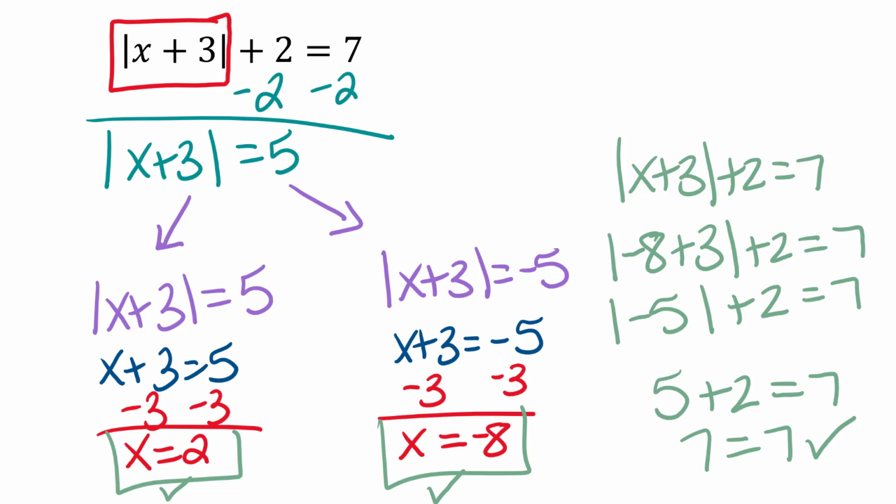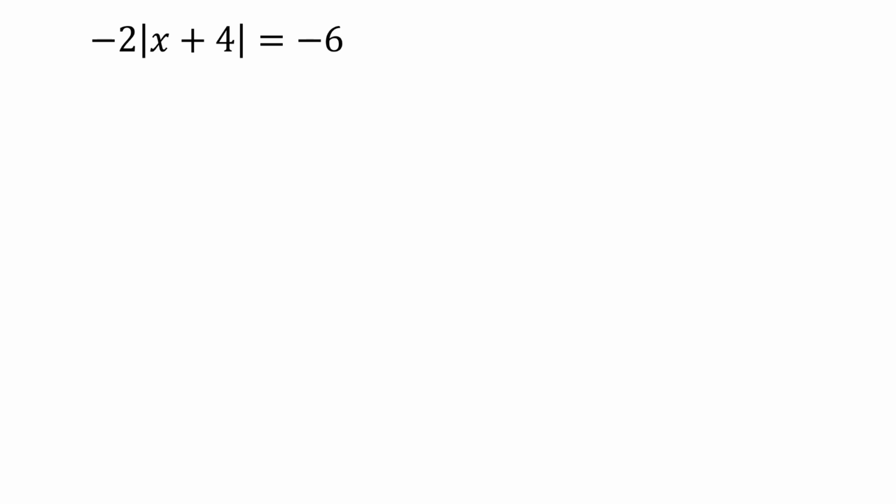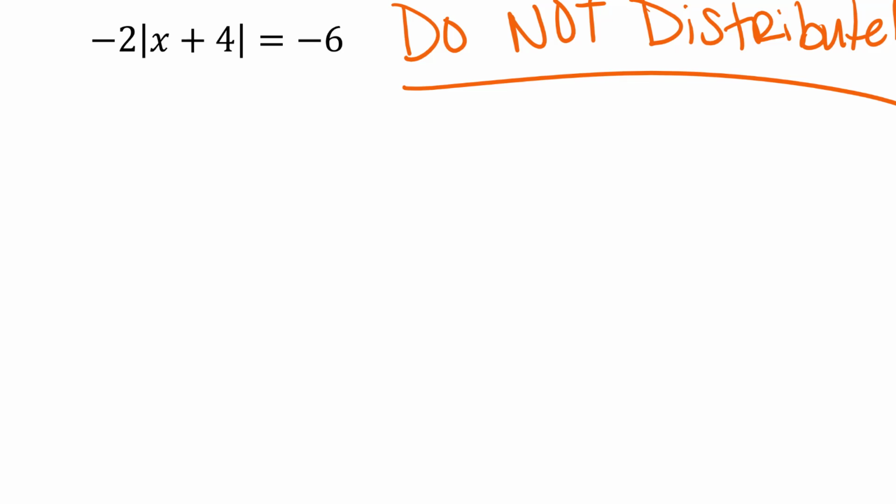Let's go ahead and look at another one. All right, this time we have that negative 2 times the absolute value of x plus 4 equals negative 6. Now I need you to realize it is so important. Do not distribute. Do not. This is not a parenthesis. You cannot distribute into the absolute value. The only way that you can get rid of that -2 is to divide by -2.